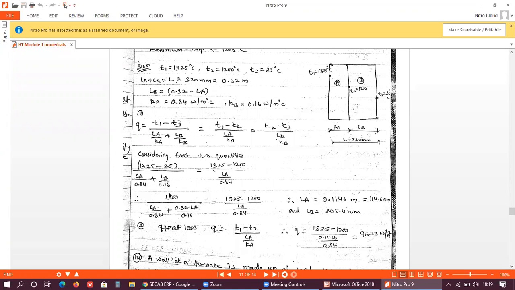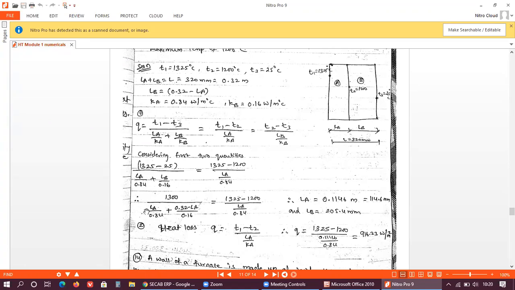ये LB को हम लोगों ने replace किया है 0.32 minus LA, because you can see here, the total length L is equal to LA plus LB. So total length is 320 mm, which is nothing but 0.32 meters. So 0.32 meters is equal to LA plus LB. So I am replacing this LB here. What is the value of LB here? LB is 0.32 minus LA. Okay, this is equal to whatever the right hand side term you are getting.